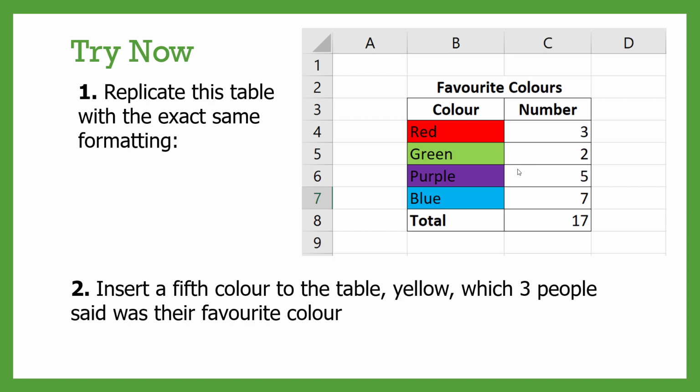And the second one, a tiny bit harder, actually inserting, once you've got this table, inserting a 5th colour here, which is yellow, which has the value of 3.